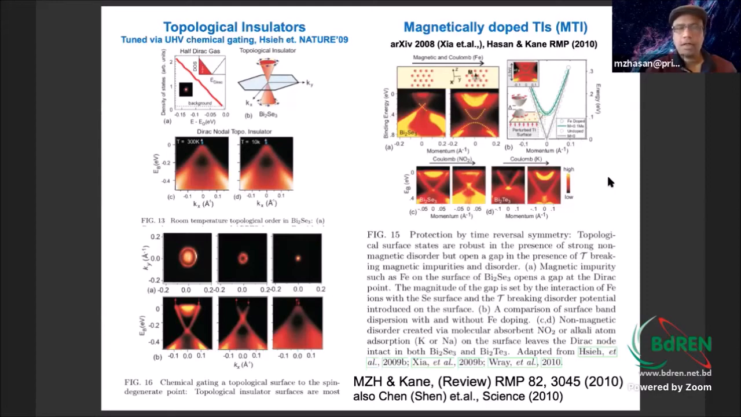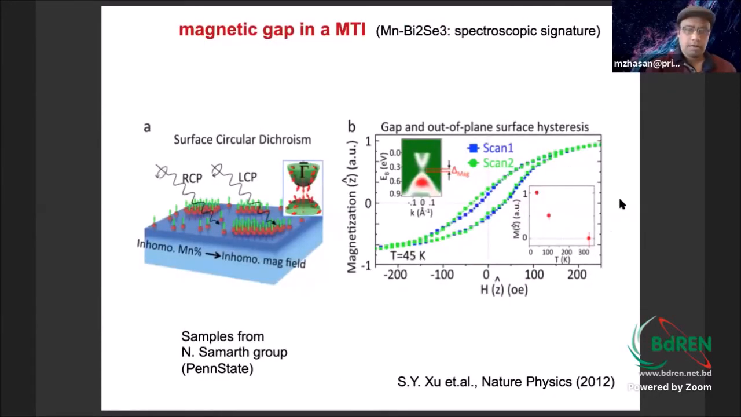So it took a decade to actually develop the spectroscopic method and technology and ideas to prove that this gap is a topological gap, meaning it's a Chern gap. So I'll tell a little bit about that. So one thing we do is we probe the surface circular dichroism, come in with right and left circularly polarized light and see what is the difference, and look at magnetization, whether there is hysteresis, and whether this hysteretic behavior is correlated with the gap.